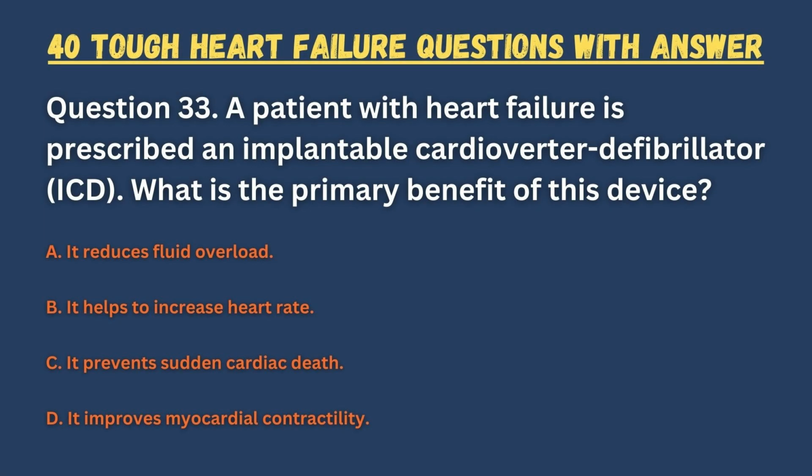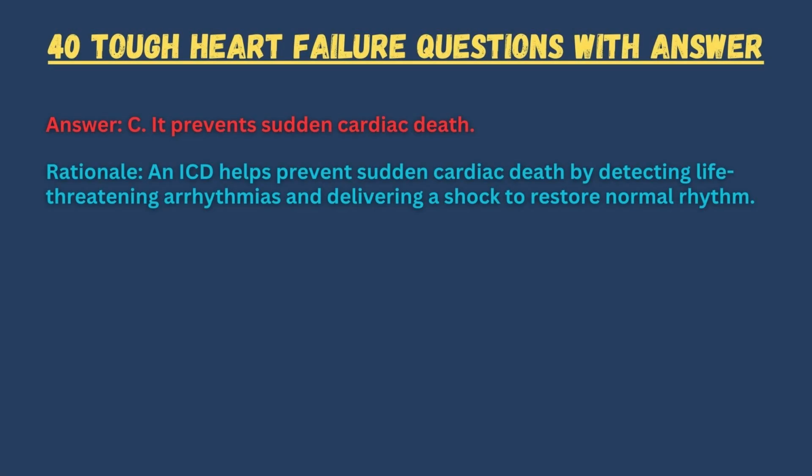Question 33. A patient with heart failure is prescribed an implantable cardioverter defibrillator, ICD. What is the primary benefit of this device? A. It reduces fluid overload. B. It helps to increase heart rate. C. It prevents sudden cardiac death. D. It improves myocardial contractility. Answer: C. It prevents sudden cardiac death. Rationale: an ICD helps prevent sudden cardiac death by detecting life-threatening arrhythmias and delivering a shock to restore normal rhythm.